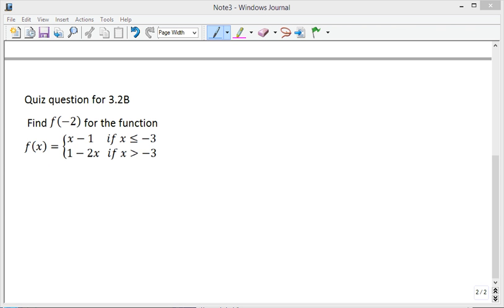So here's the quiz question for 3.2b. Find f of -2 for this piecewise function. Write this down and enter the answer into the quiz on Canvas.